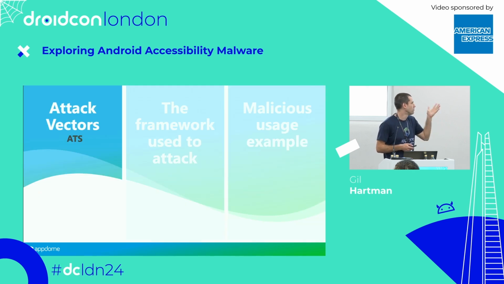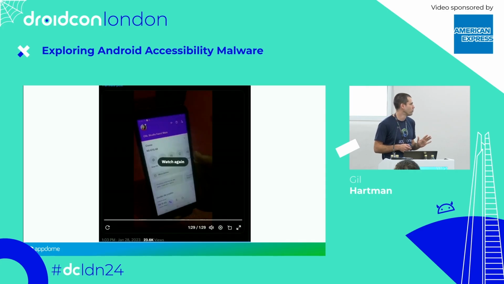And then let's talk about another attack vector. It's a bit more sophisticated. It's called ATS. ATS is automated transfer systems. I want to show you a short movie about how it looks. Then we're going to see exactly what's behind it.